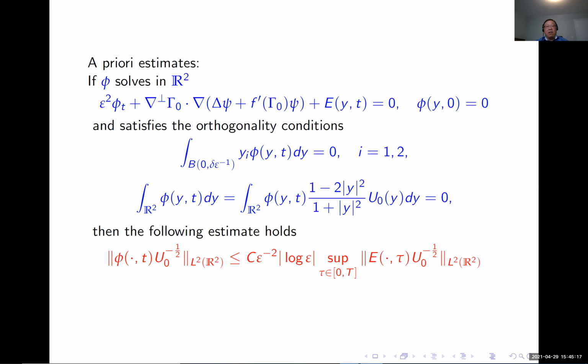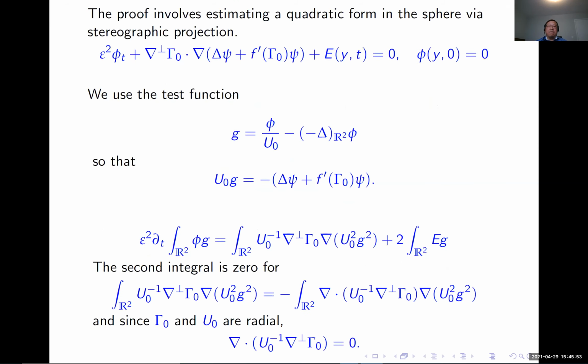And this is the upper estimate for the inner problem. We assume the inner problem solves some orthogonality conditions for the translation and the scaling. And then we can get the L2 estimate for the inner problem, okay? You're going to lose some log, and you're going to gain some decay. So this is the L2 estimate. So how to get this L2 estimate?